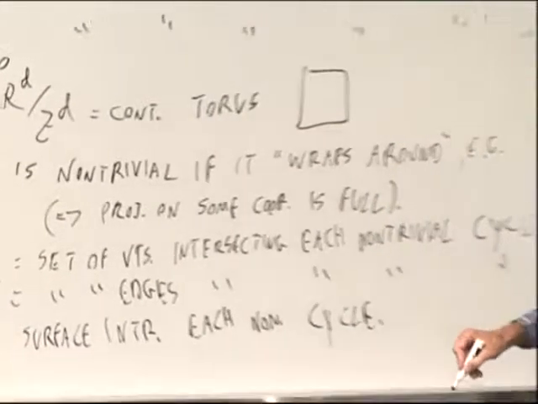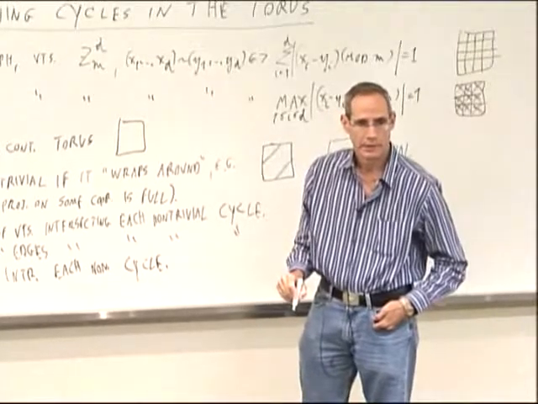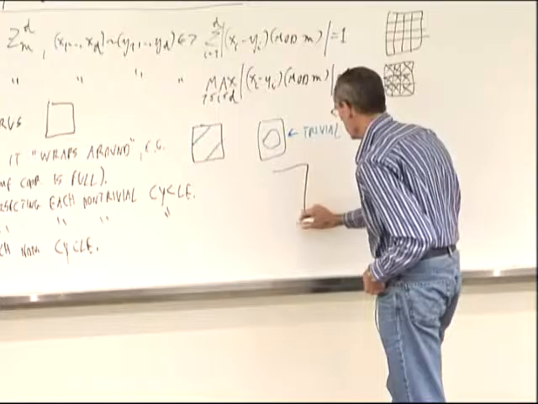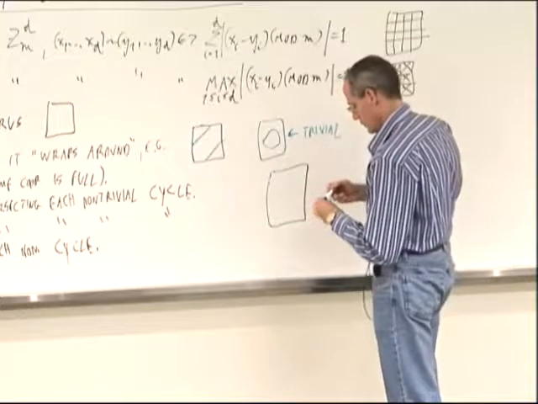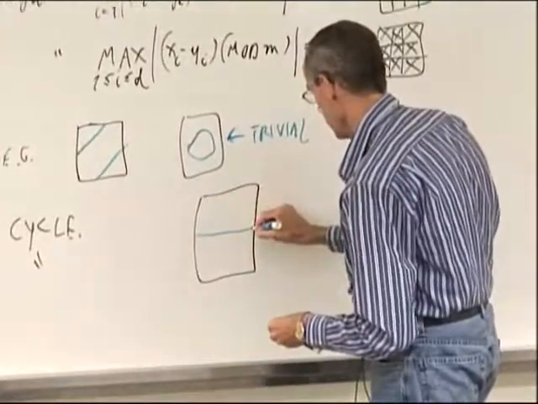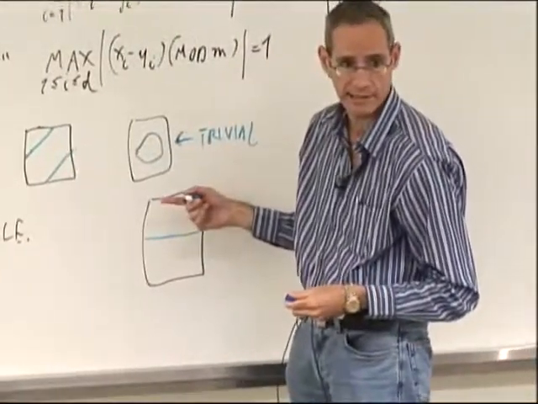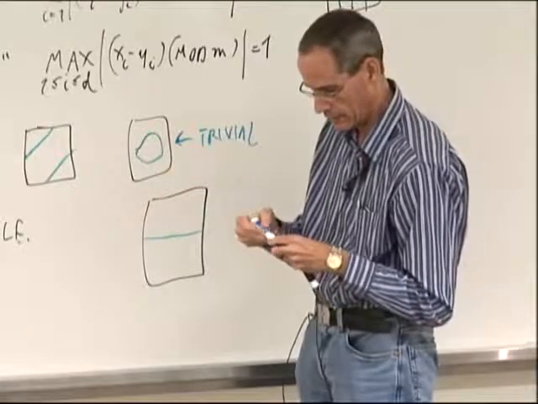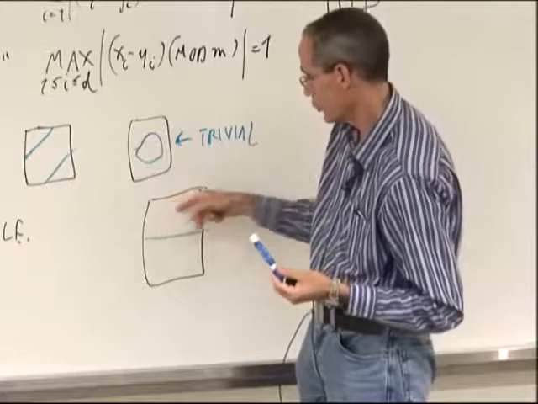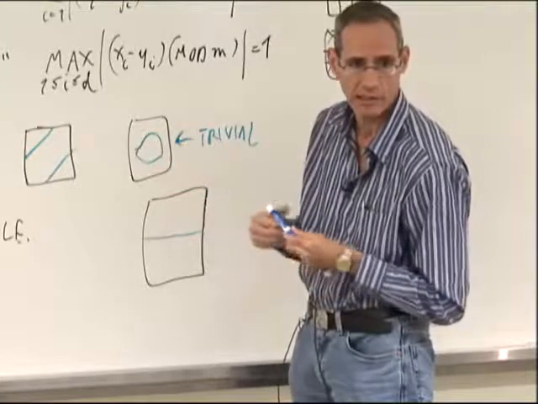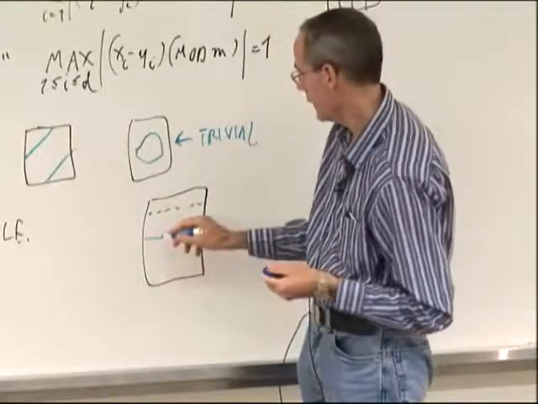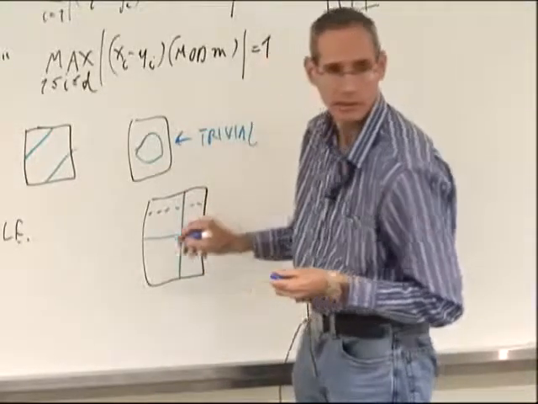So I have a question. Is the horizontal line, is it non-trivial? Yeah, so it's a good question. Let's look at a horizontal line. Actually, a horizontal line is a cycle in itself, right? It's a non-trivial cycle. But it's not a spine, right? Because it does not intersect any other horizontal line, for example. So it doesn't intersect this one.